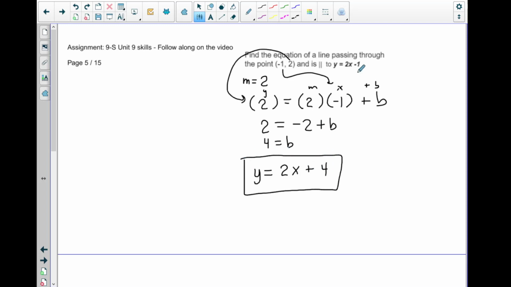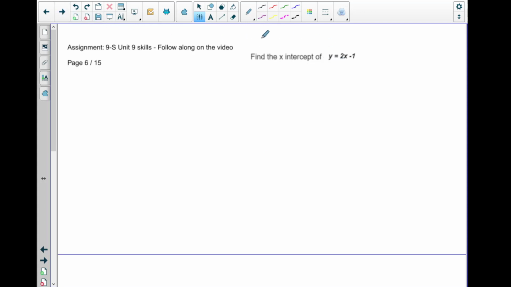Notice it does not have the same y-intercept as the original line. Parallel lines aren't going to have the same y-intercept. Okay. Next skill is find the x-intercept.